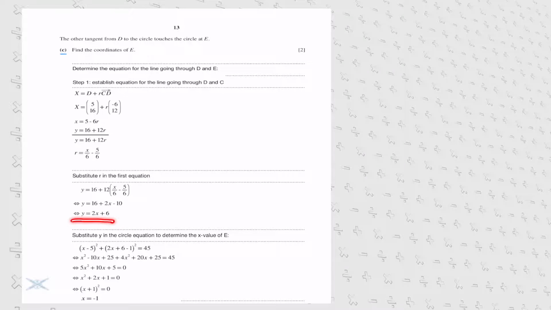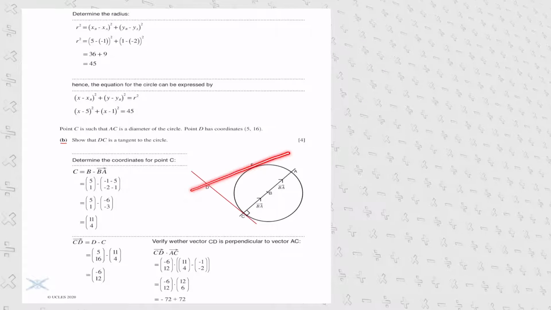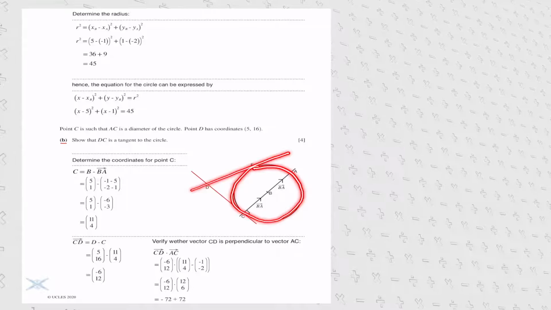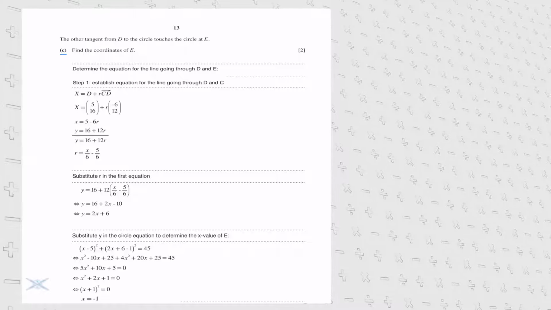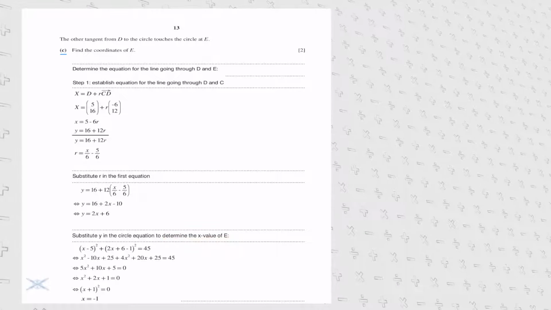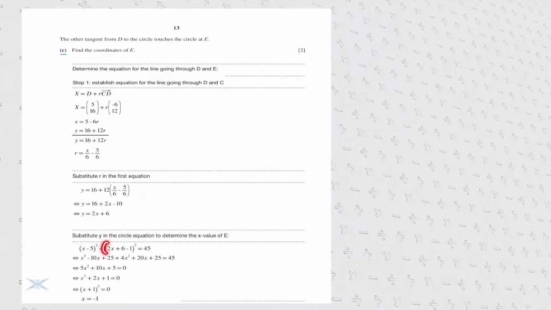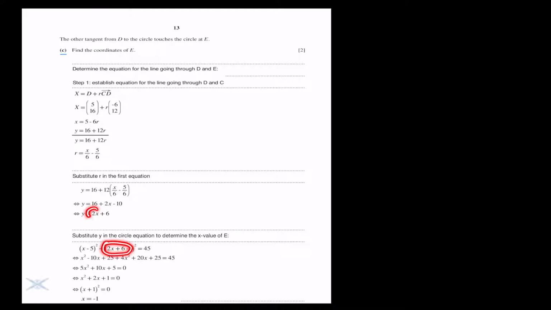equals 2x plus 6. Since this line touches this circle, both of the functions have point E in common, which means that in order to determine the x value of point E, we will substitute y in the equation for the circle with the expression 2x plus 6.